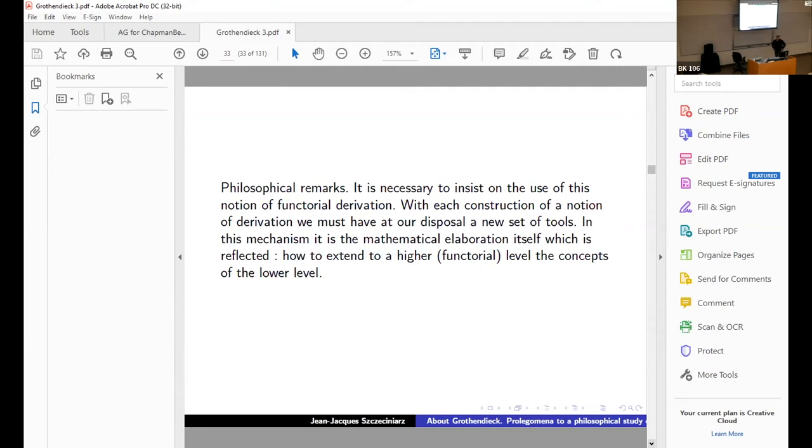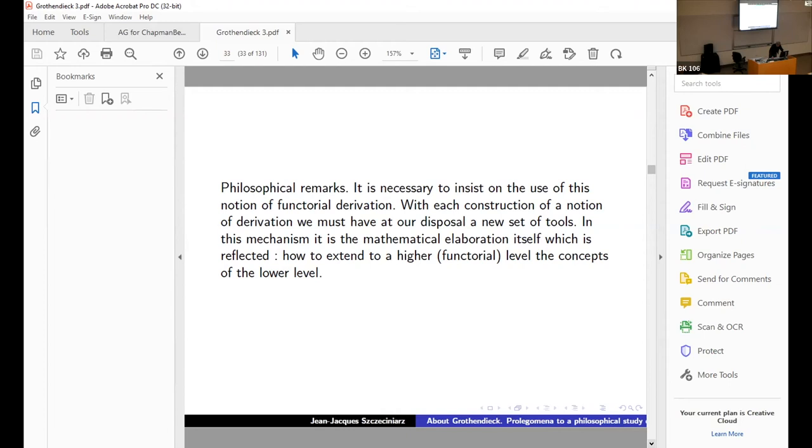Now, philosophical remarks. It is necessary to insist on the use of this notion of functorial derivation. With each construction of a notion of derivation, we must have at our disposal a new set of tools. In this mechanism, it is the mathematical elaboration itself which is reflected. The question is how to extend to a higher functorial level the concept of the lower level. And this question is constant in Grothendieck.